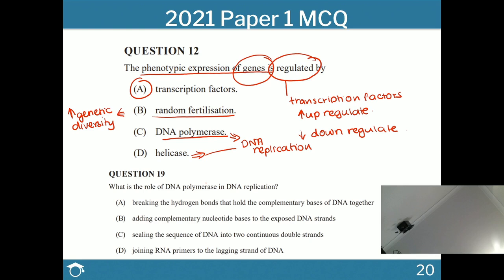What is the role of DNA polymerase in DNA replication? Here we go. So DNA polymerase is our third enzyme that comes into play, which polymerizes the new strand of DNA. So they add complementary nucleotide bases to the exposed DNA strands. That is answer B.